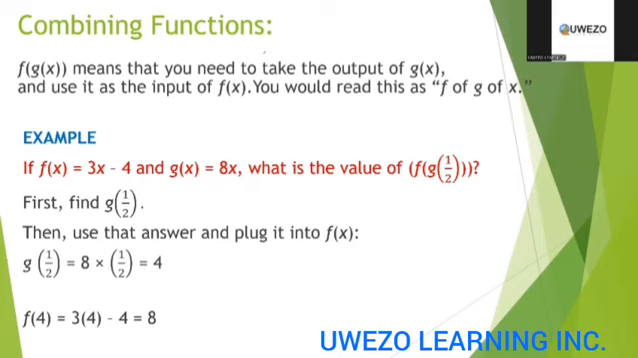Sometimes in SAT, you may come across a few questions where you see a function inside a function. Here in f of g of x, the g function value is the input to the f function. For example, if we have f of x equals 3x minus 4 and g of x equals 8x, to find f of g of 1 by 2, first we need to find the function value g of 1 by 2, and then you plug in the output of the g function as the input to the f function. Solving further, we get the required answer.